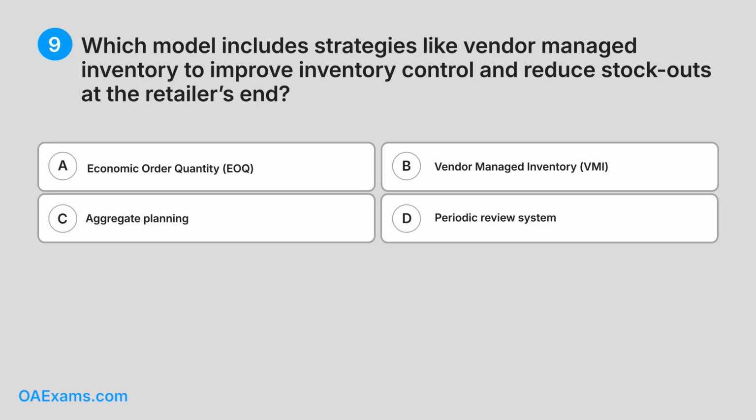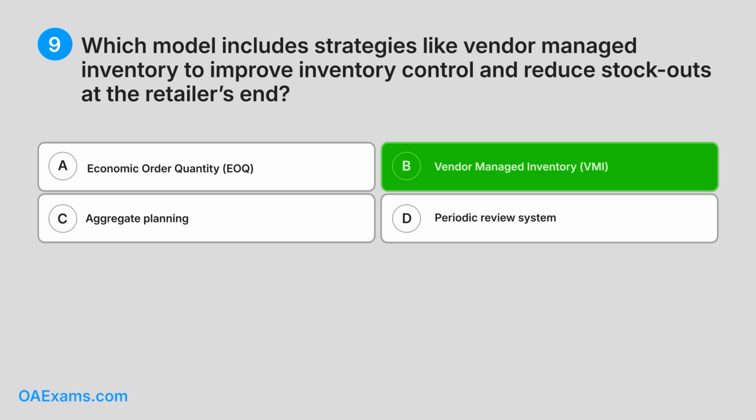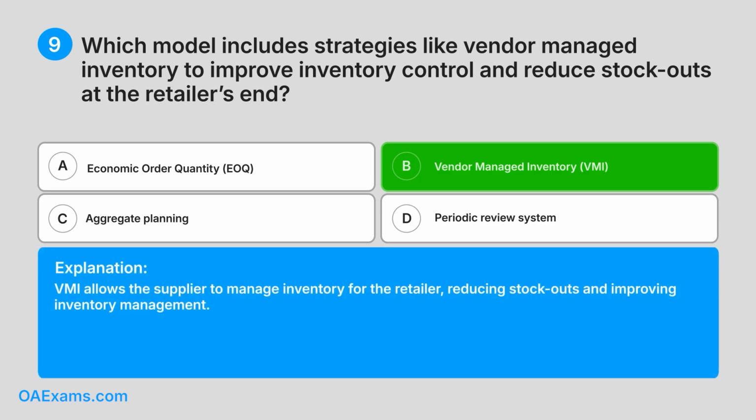9. Which model includes strategies like vendor-managed inventory to improve inventory control and reduce stockouts at the retailer's end? A. Economic order quantity, EOQ, B. Vendor-managed inventory, VMI, C. Aggregate planning, D. Periodic review system. Can you guess the answer? Correct answer: B. Vendor-managed inventory, VMI. Explanation: VMI allows the supplier to manage inventory for the retailer, reducing stockouts and improving inventory management.